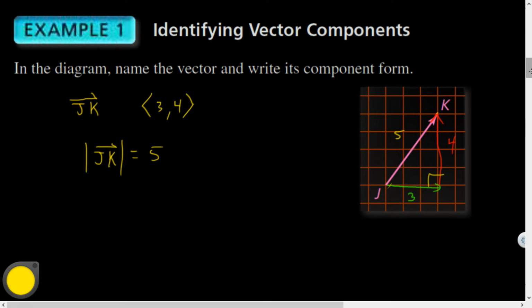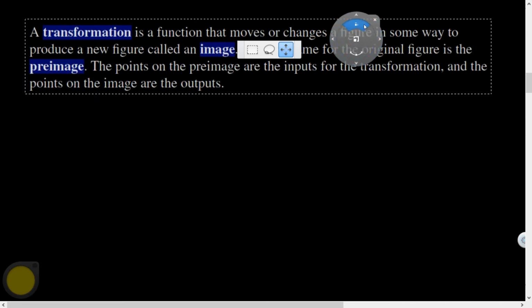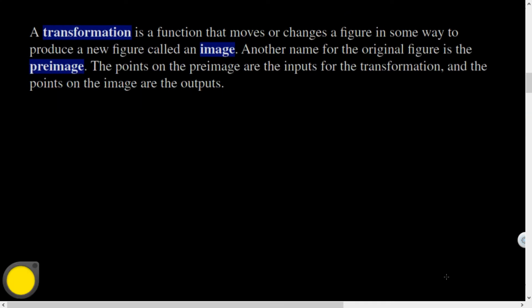So let's talk about transformations. You guys got this information down. A transformation is a function that moves or changes a figure in some way to produce a new figure called an image. We worked with those ideas in Geometer Sketchpad moments ago. Another name for the original figure is the pre-image.